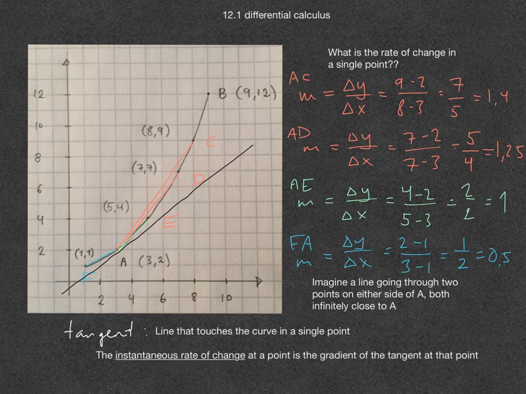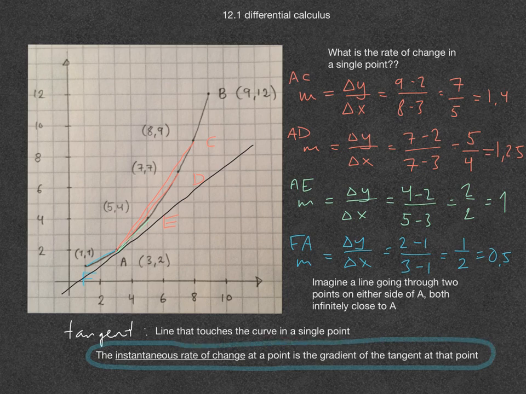And now the main concept, the most important concept of differential calculus is instantaneous rate of change. So this means the rate of change in a single point. So the instantaneous rate of change at a point is the gradient of the tangent at that point. And in the next video, you're going to learn a formula for finding what we call the gradient function.